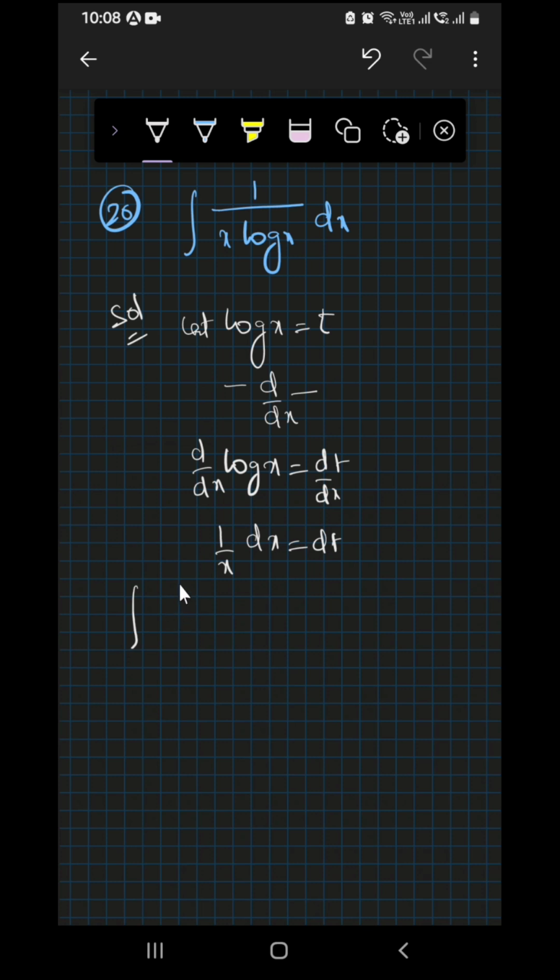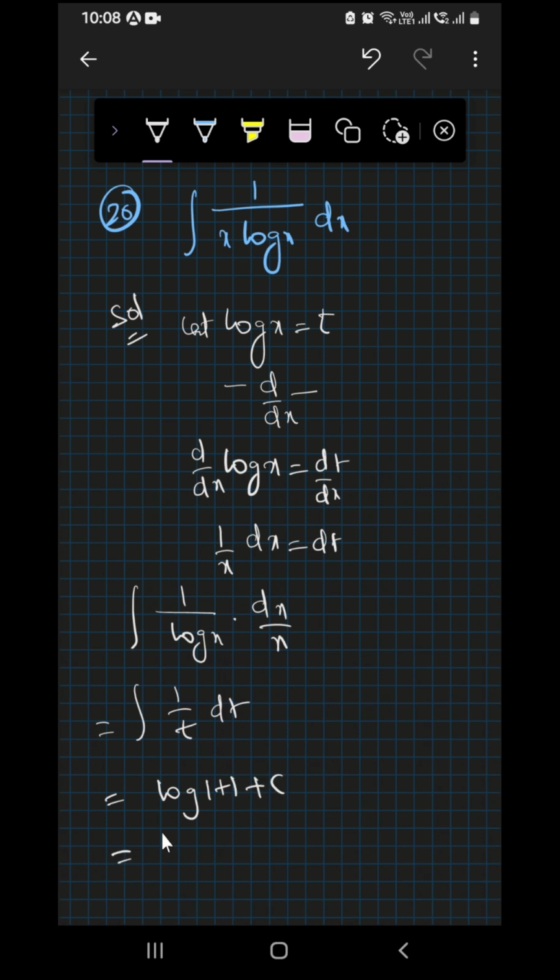Here integration of 1 by log x into dx by x. Now 1 by log x is nothing but 1 by t and dx by x is nothing but dt. So integration of 1 by t dt is equal to log of mod t plus c. Since t is log x, therefore log of mod log x plus c is the answer for the given problem.